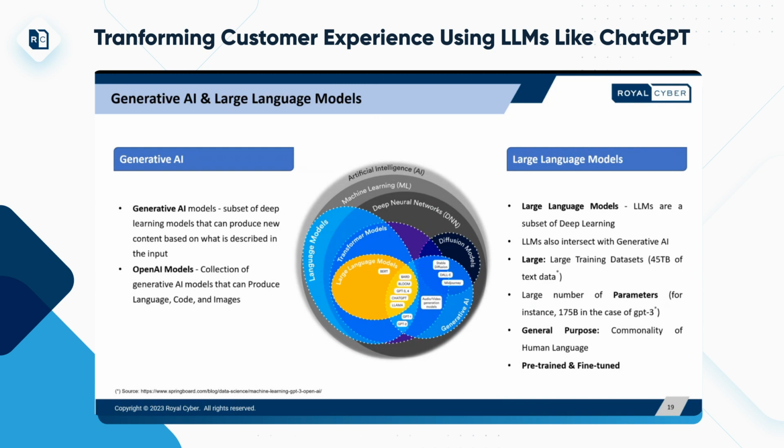Large language models, just like generative AI, are a subset of deep learning, and they also intersect with generative AI. They're large because they're trained on large training data sets. Some of the estimates proclaim that GPT-3 was trained on approximately 45 terabyte of text data, and that is a lot of data.